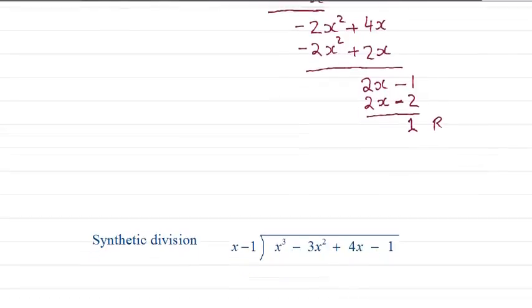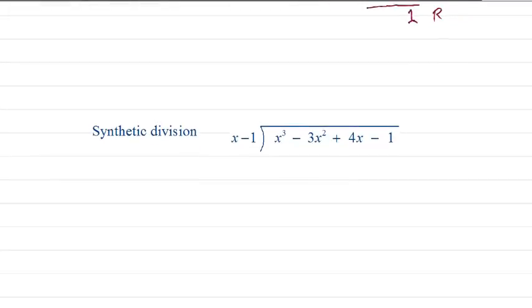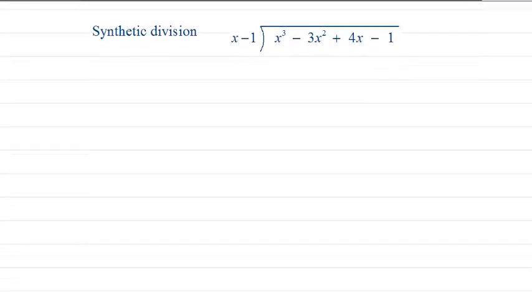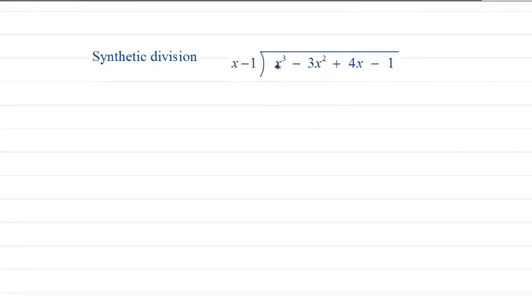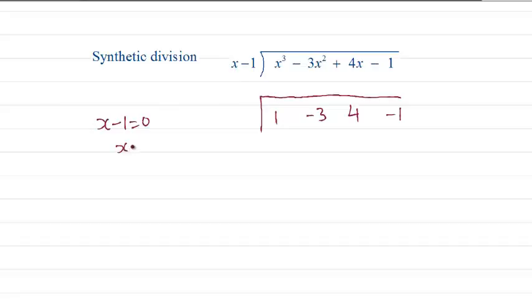Now we can do the same example using synthetic division, a very quick method. So we just write these coefficients, 1, minus 3, 4, minus 1. Then we solve x minus 1 equal to 0. You get x equal to 1. So that's the number we write here.